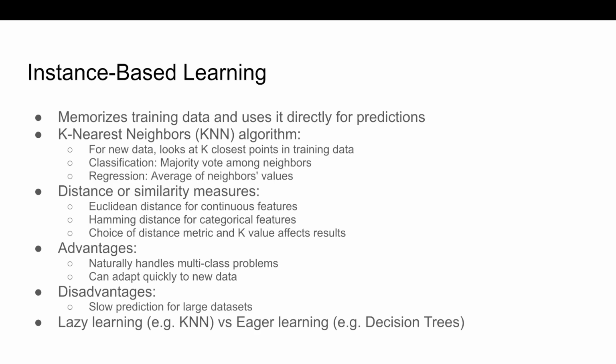But the flip side is that prediction can be slow for large datasets, since you have to search through all the data for each prediction. This brings us to an important distinction: lazy versus eager learning. Lazy learners like KNN wait until prediction time to do the heavy lifting. Eager learners, like decision trees, build the model up front during training. It's a trade-off between training and prediction time.